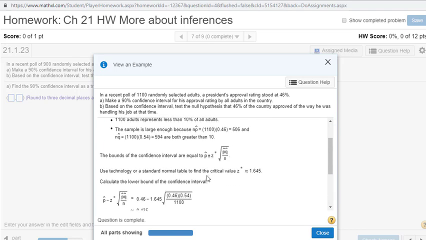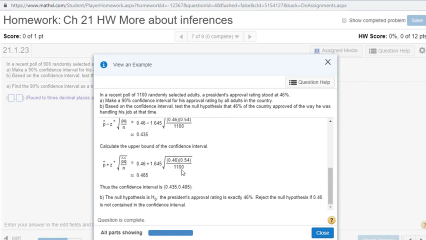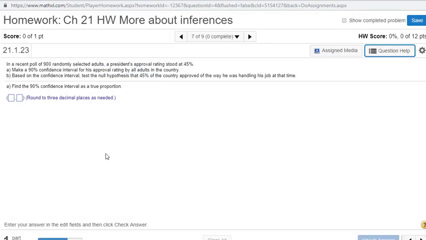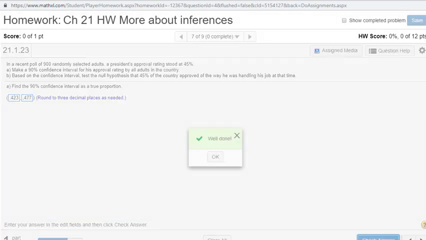Now again, notice all the work that StatCrunch is doing for us here. Having to do all this by hand was the old way to do it. Not sure why they continue to do it this way, but they do. So that's why I'm making these videos, right? So you can see how to do these via StatCrunch. Okay, so I went ahead and put between 0.423 and 0.477, and let's check our answer on that.